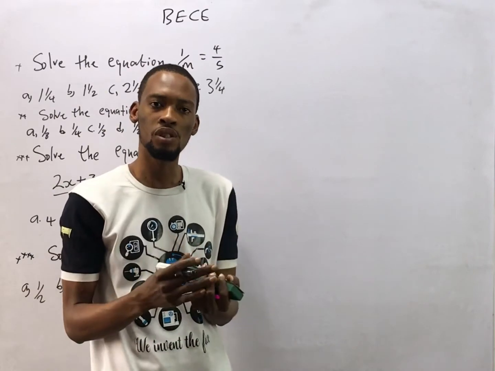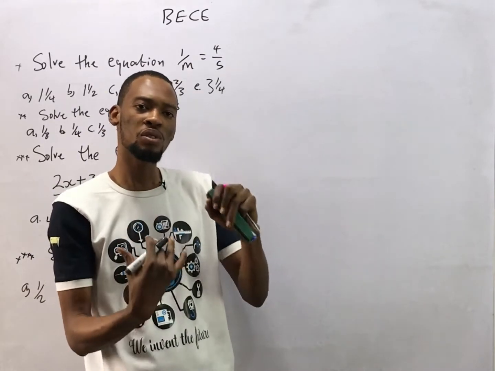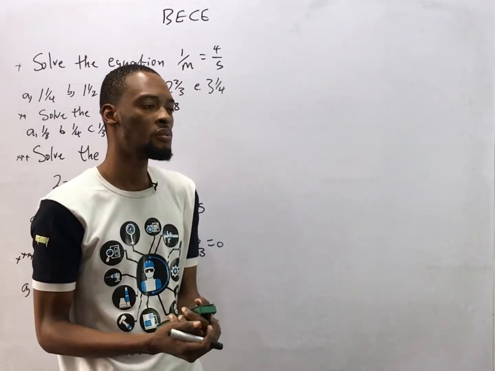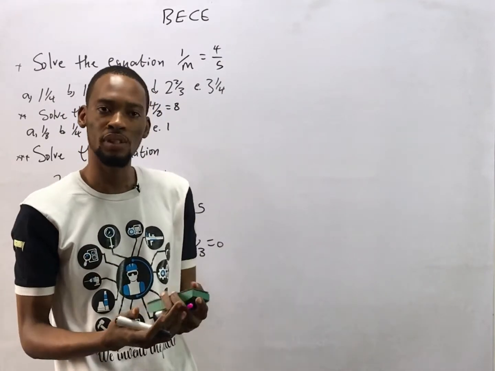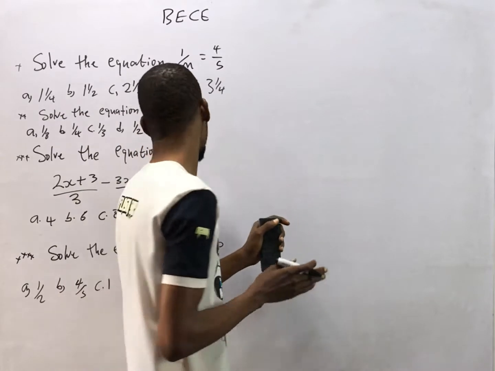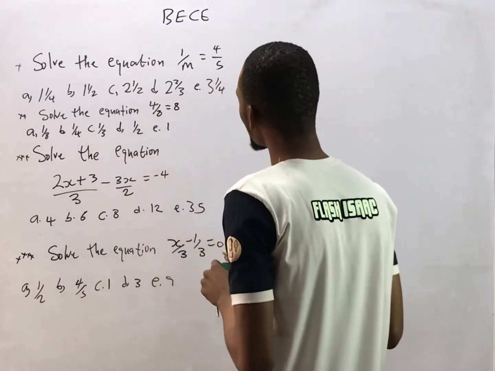Then there is simultaneous equation. In that one, you are solving 2 equations together. So we have polynomials. In that one, we have higher powers, which you will see if necessary. So now let's see the BECE questions.